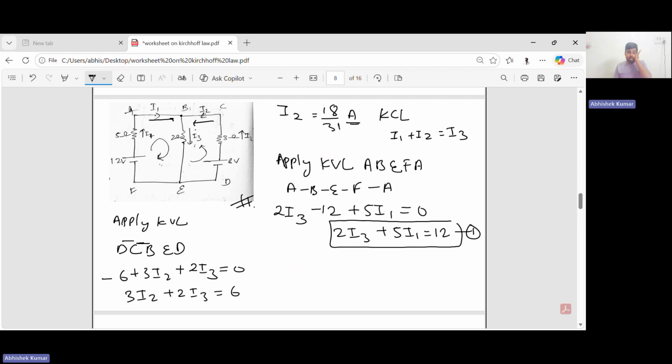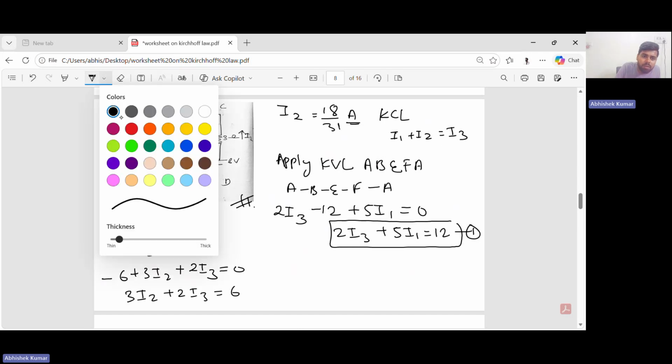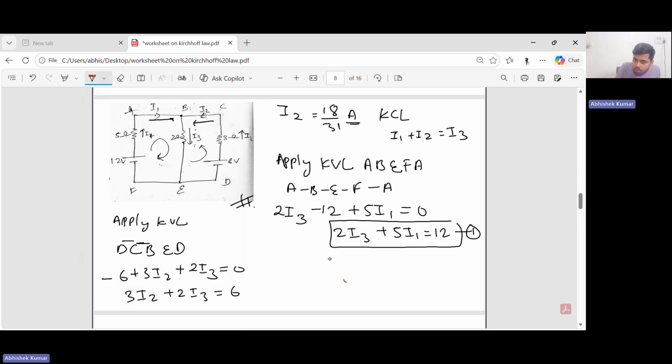Correct? Yes, sir. Now we have the variables in this way, but we know that I1 plus I2 is equal to I3. So can I replace the value of I3 with this? Yes. If you replace the value, you will get 2I1 plus 2I2 plus 5I1 is equal to 12. It means you got from here 7I1 plus 2I2 is equal to 12. This is the first. Now, if you replace I3 here in this part, what will you get?